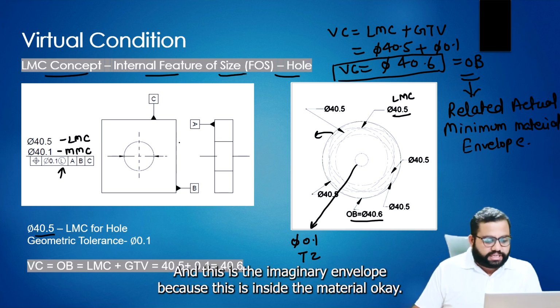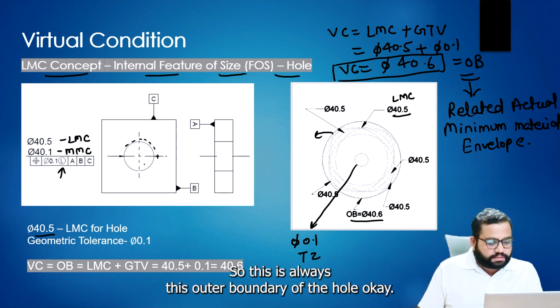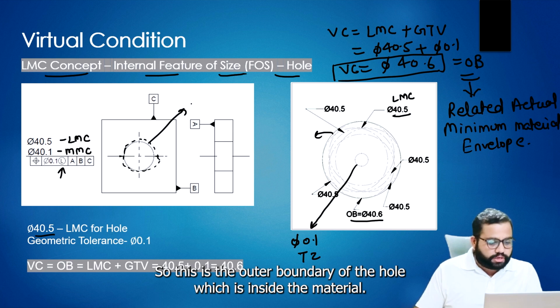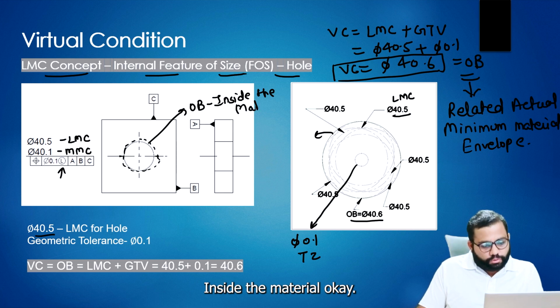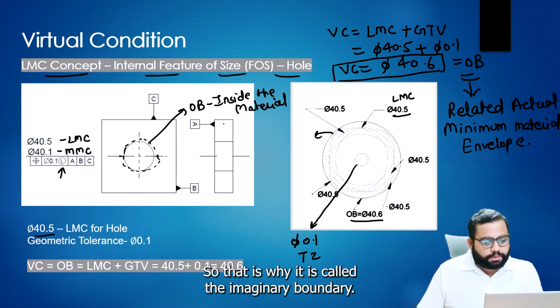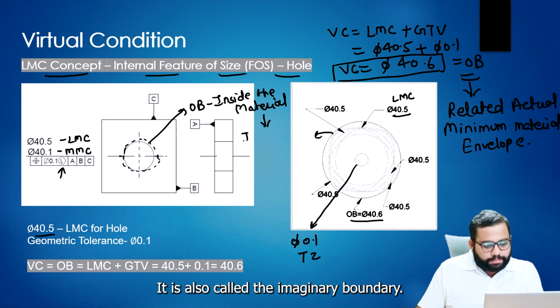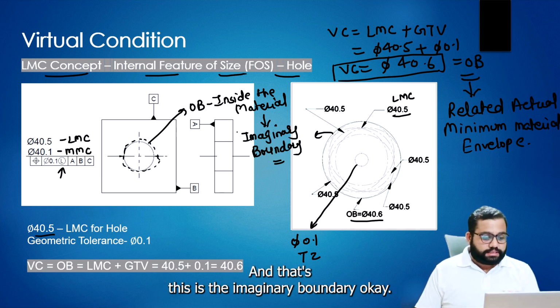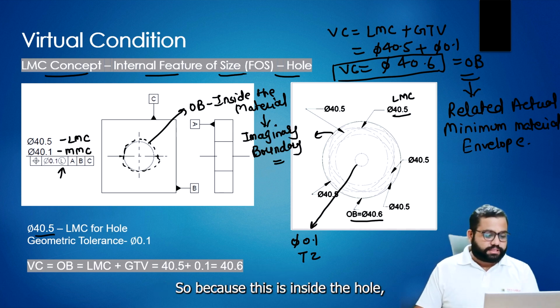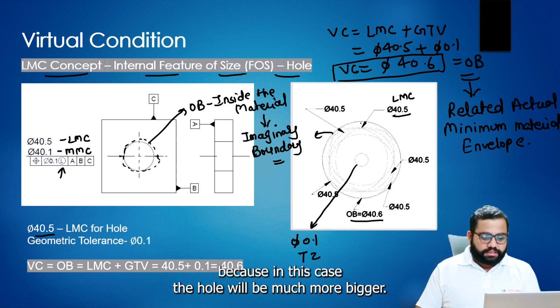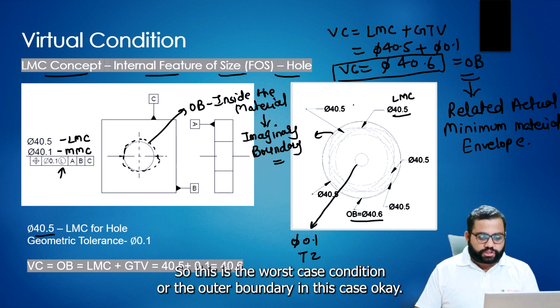And this is the imaginary envelope, because this is inside the material. This is always the outer boundary of the hole, which is inside the material. That's why it is called the imaginary boundary. Because this is inside the hole, and in this case the hole will be much bigger, this is the worst case condition, or the outer boundary in this case.